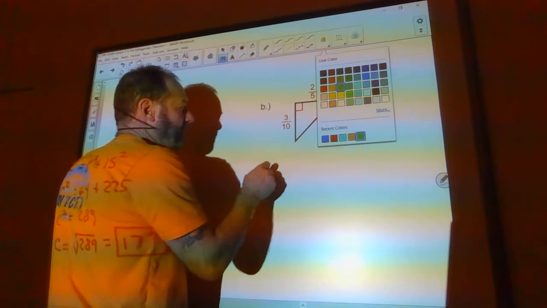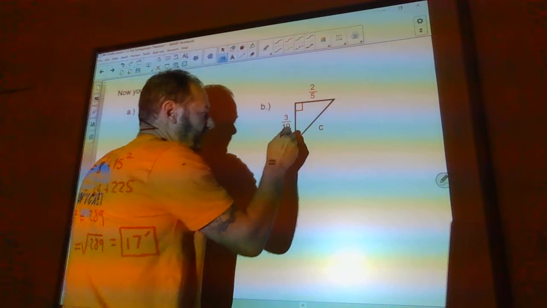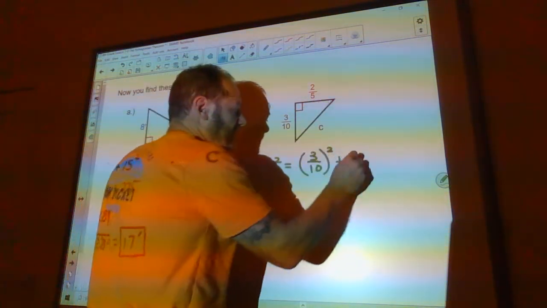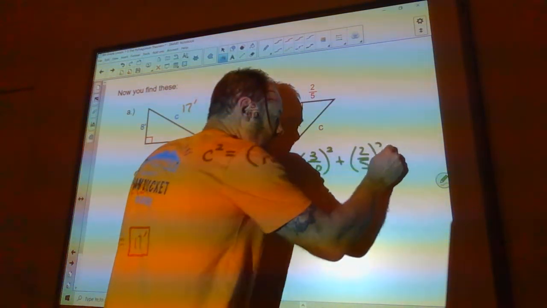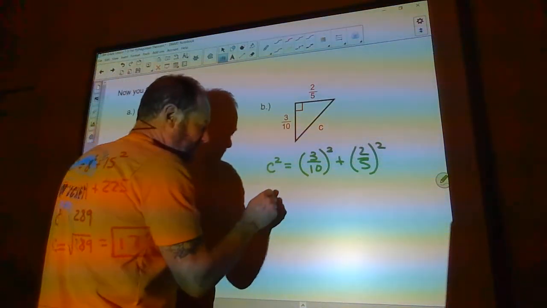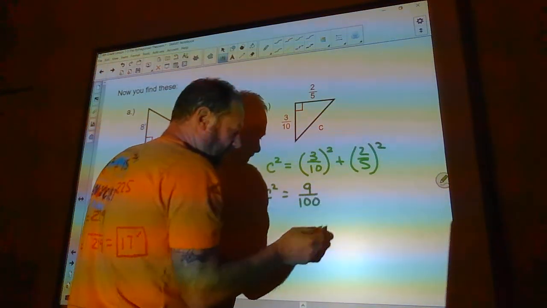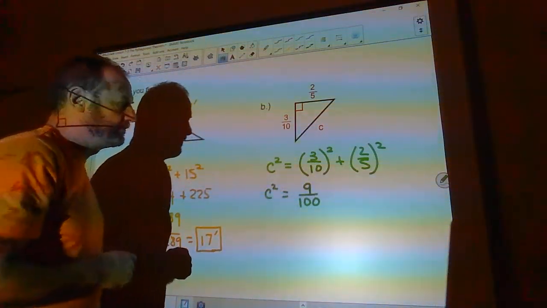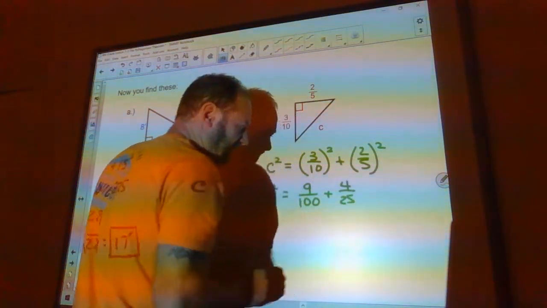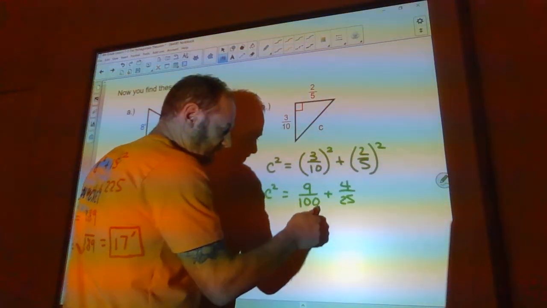Okay, so here we've got a hypotenuse is the c again. So c squared equals this leg squared, 3/10 squared, plus this leg, which is 2/5. I'm going to square that. Okay, now this gets a little tricky. C squared, this is going to be 9 over 100, because we remember we square the top and we square the bottom. So then over here, I'm going to square the top, that's 4, and the bottom's going to be 25. Now I got to get a common denominator here before I can add these together.